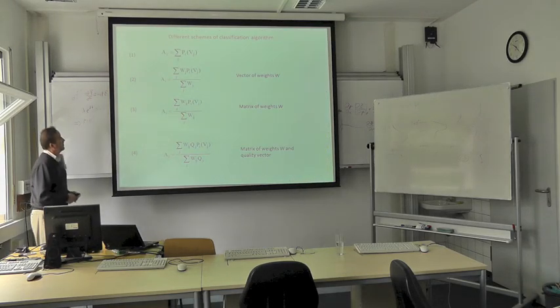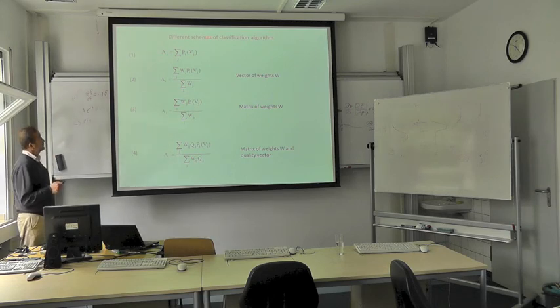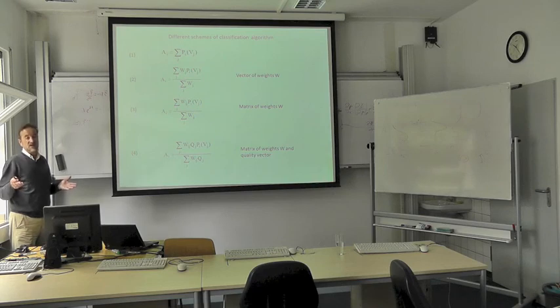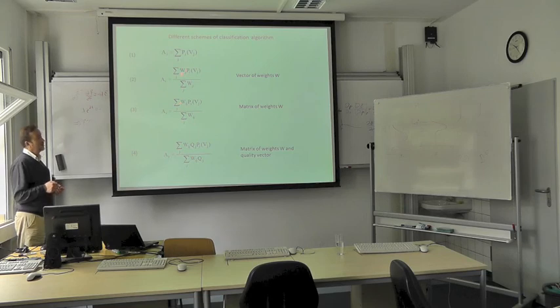There are different schemes of classification algorithm, and this is the simple scheme that we already exercised: a simple summation of the membership functions. We can introduce a vector of weights for certain variables. Let's say the variable is indexed by j, and the class is indexed by i. For example, we may have much less confidence in certain variables, like if differential reflectivity is miscalibrated. Maybe you're not confident in differential reflectivity. You can simply give it a smaller weight.